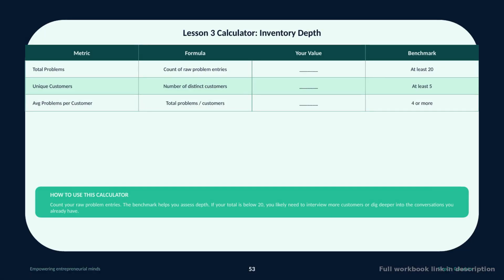Use the calculator to check the depth of your inventory. First, count the total number of raw problem entries. The benchmark is at least 20. Second, count the number of unique customers you interviewed. The benchmark is at least 5. Third, calculate the average number of problems per customer by dividing the total problems by the number of customers. The benchmark is 4 or more. Count your entries. If your total is below 20, you likely need to interview more customers or dig deeper into the conversations you already have.